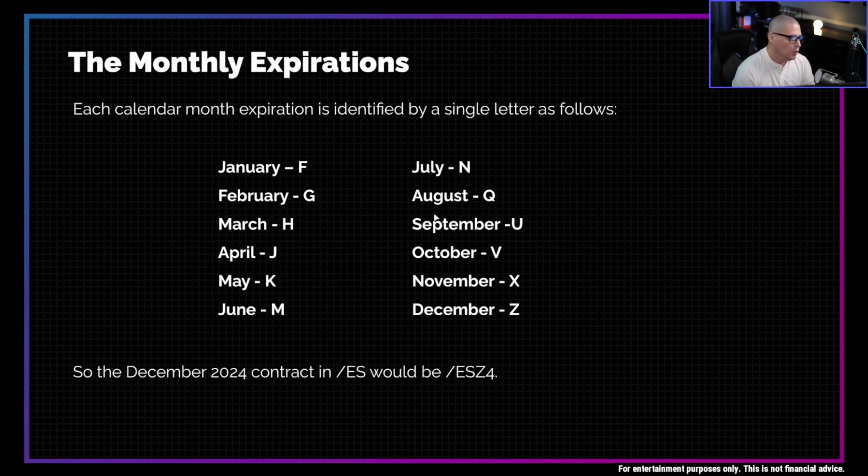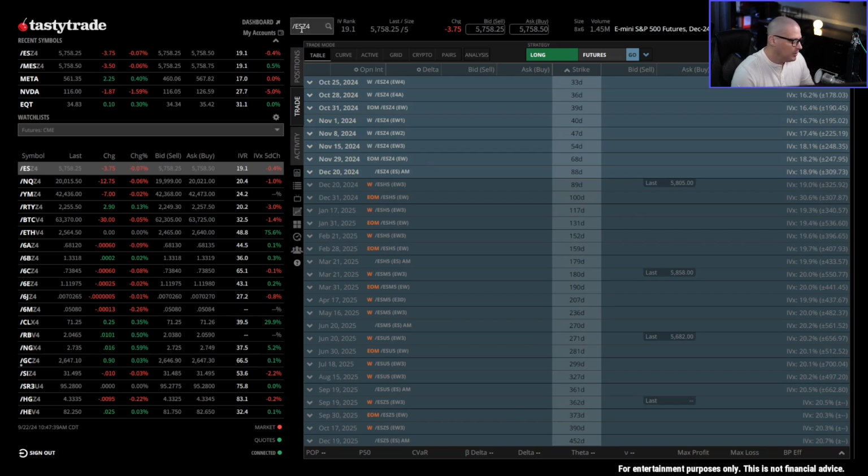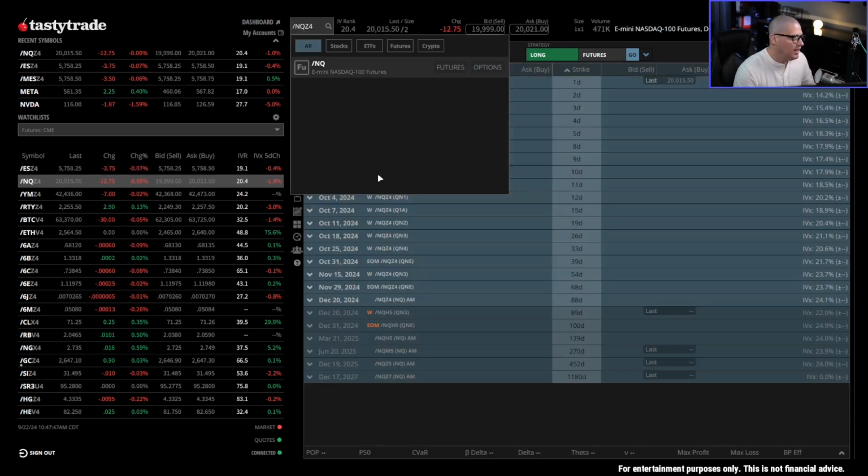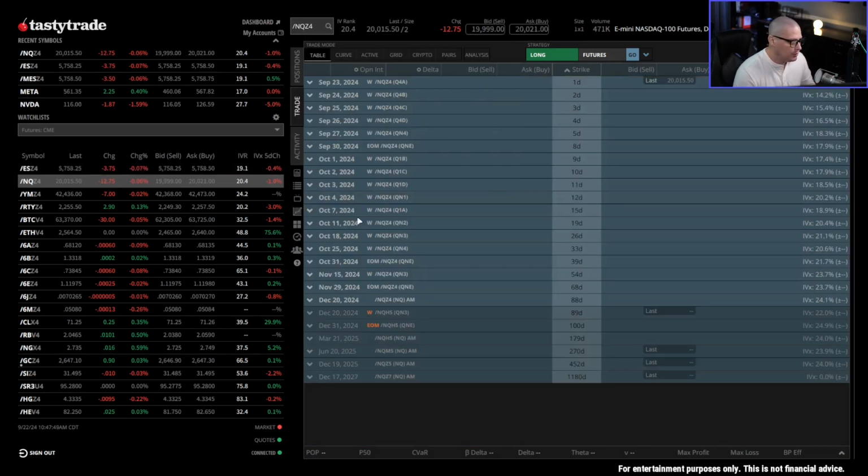Now, typically, you're not going to have to go in and specify the month and the year on the futures that you're looking at on your trading platform. For example, in Tasty, they always default to the front month that's currently trading right now, the active month. So if I, for example, look at /NQ, which is the NASDAQ futures, it's going to default to December 2024 because that is the contract that everybody's currently trading.